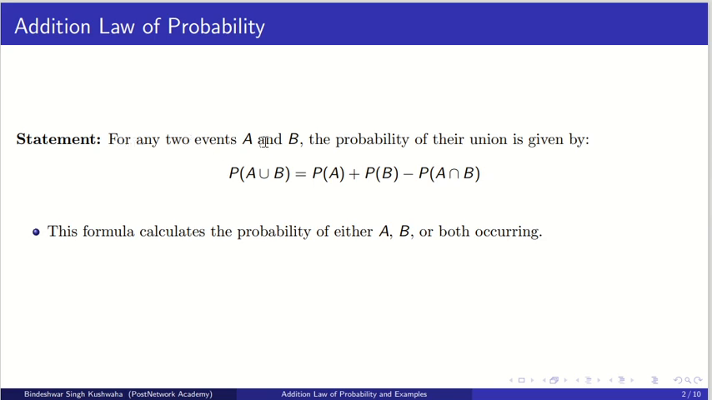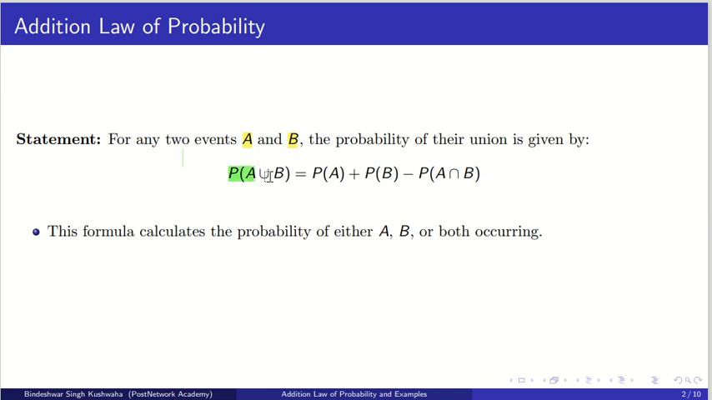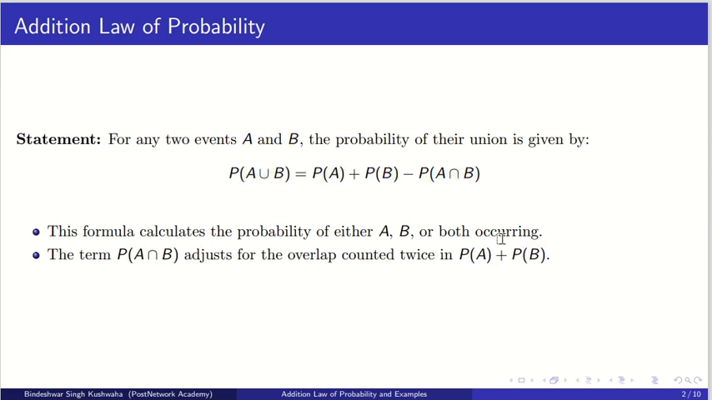For any two events A and B, the probability of their union is given by the following relation. P(A ∪ B) = P(A) + P(B) − P(A ∩ B). This formula calculates the probability of either A, B or both occurring. And the term P(A ∩ B) adjusts for the overlap counted between P(A) and P(B).